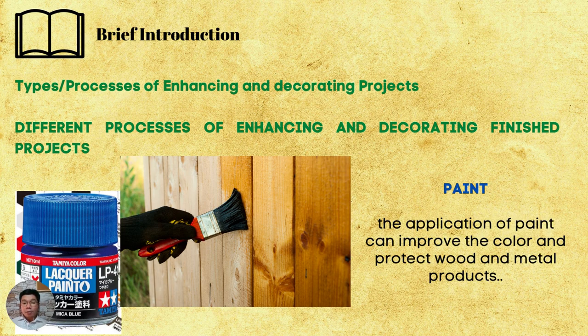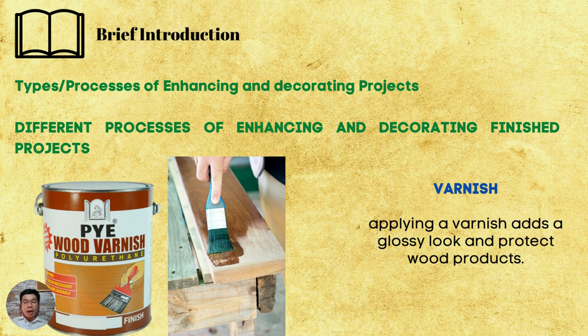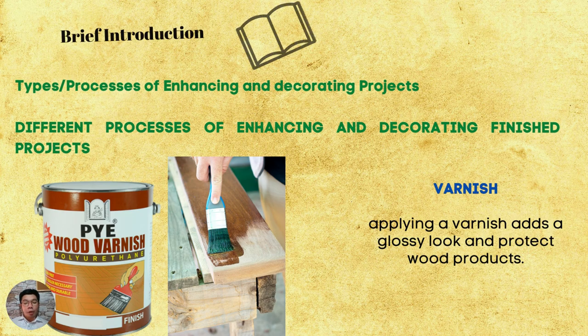So here are the types of processes of enhancing and decorating products. We have here the paint. The application of paint can improve the color and protect wood and metal products. We also have here the varnish. Applying a varnish adds a glossy look and protects wood products.